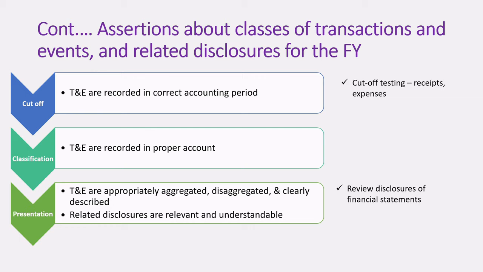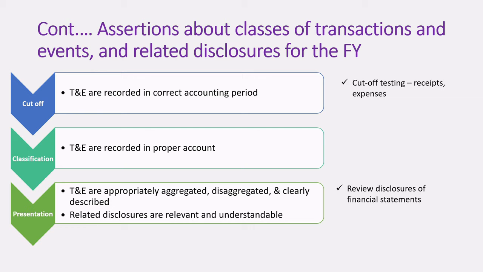So if they recognize the revenue of those goods for the financial year 2021, it is incorrect because the goods are delivered on the following date and they have to recognize that revenue in the following year. So we do cut-off testing on revenue to verify there are no such cases, to verify that all recorded transactions are recorded in the correct accounting period.